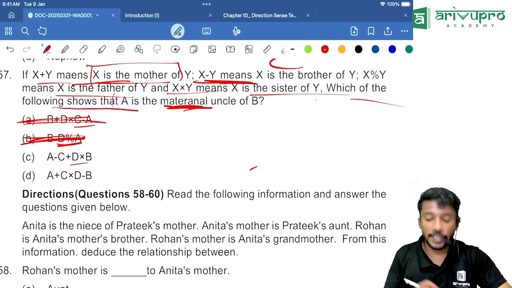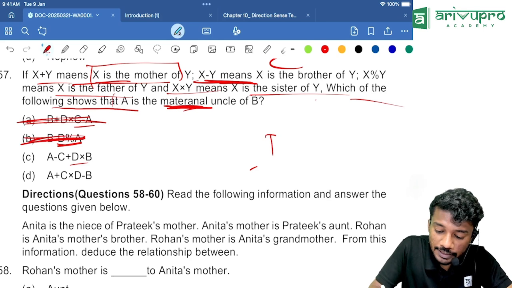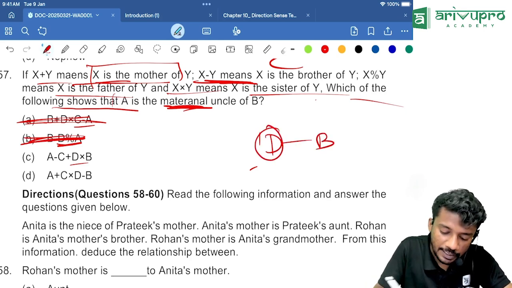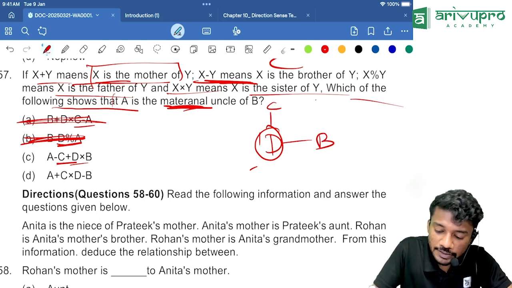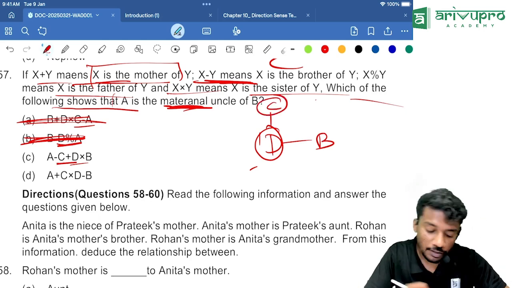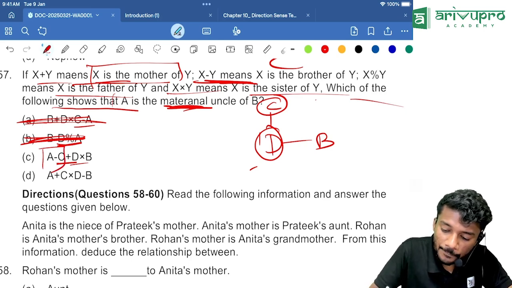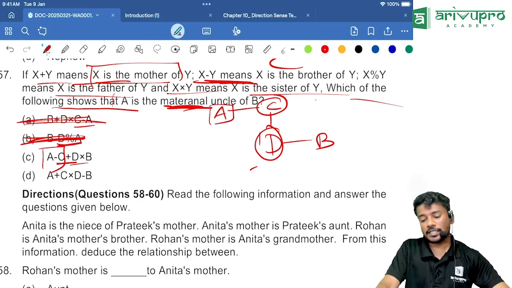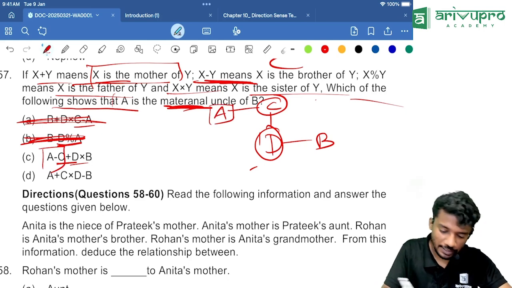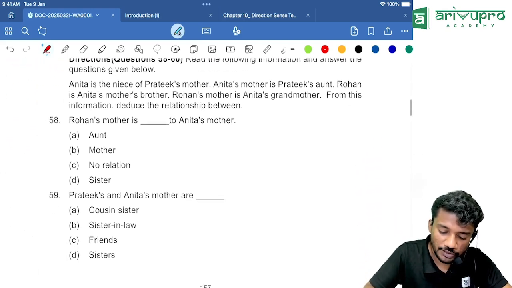Try D into B. D into B means D is the sister of B. Then C plus D means C is the mother of B. Then A minus C, A is the brother of. Yes. Now is it correct? Yes. Option C is the correct answer. Now solve the next question.